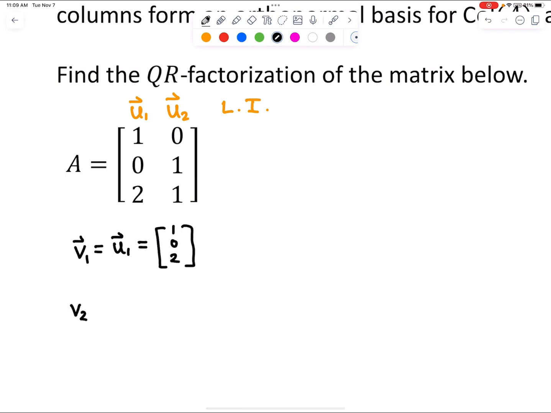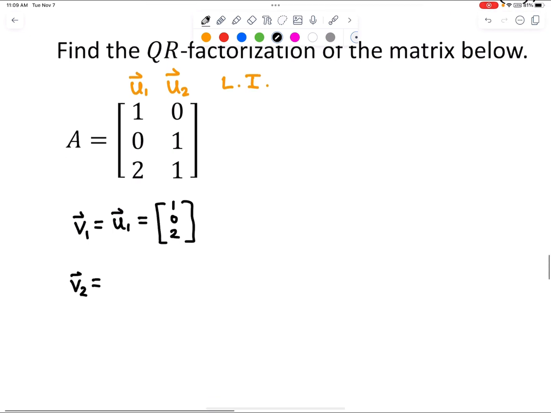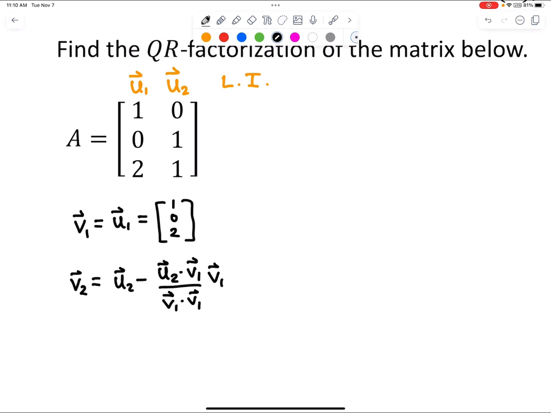And refer to our notes for finding how to compute the second vector. We're basically going to project u2 onto u1 and then find the orthogonal component. And the formula was that vector v2 can be constructed by doing vector u2 minus, and then we do a dot product of u2 with v1, divide by the dot product of v1 with itself, and then multiply this by the vector v1.